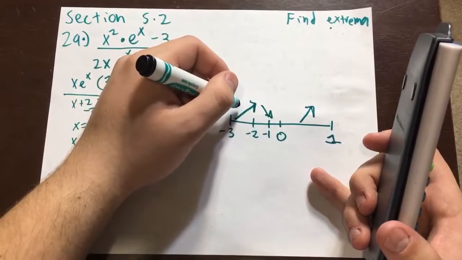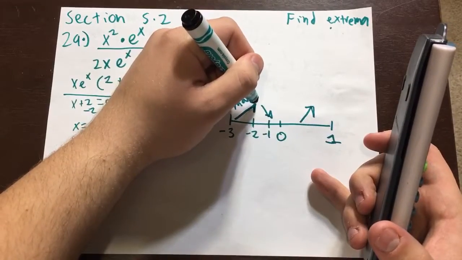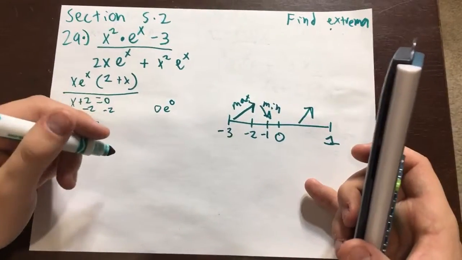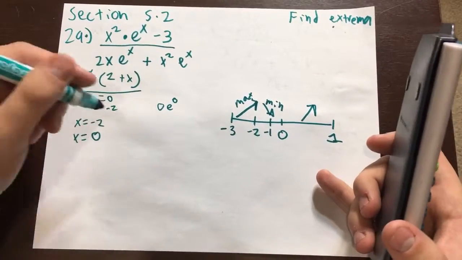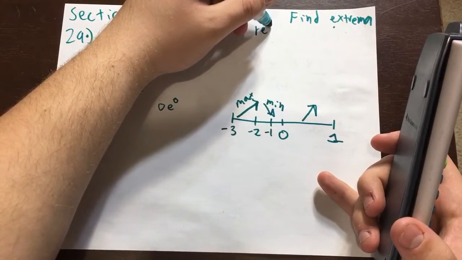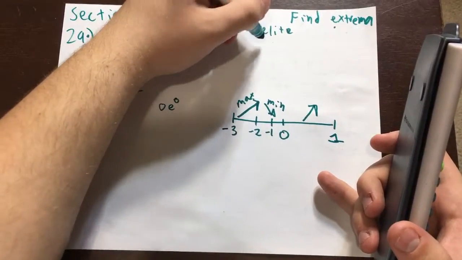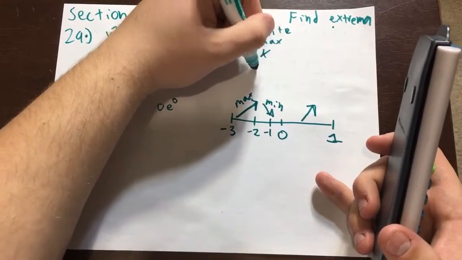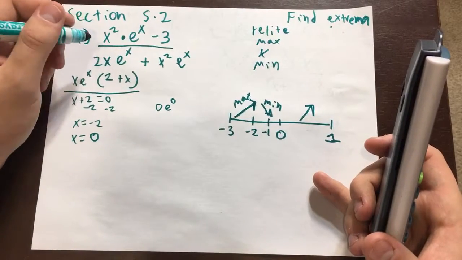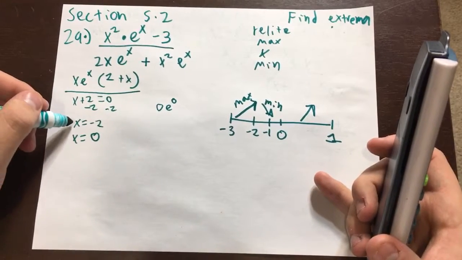So now that we know that we're increasing at the beginning, we know there's a max. And since we're going from decreasing to increasing again, we know that this is going to be a minimum. So now that we have that, we can actually go ahead and find our y value. So the extrema is basically relative mins and maxes. We can go ahead and plug these into the original formula. So we can substitute our x values, which are negative 2 and 0.